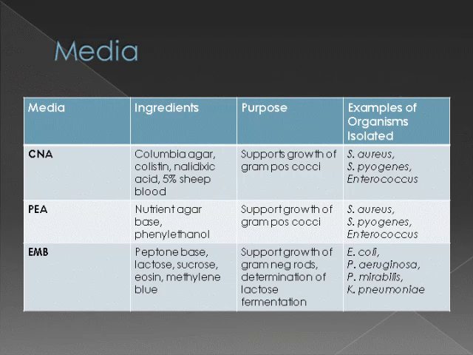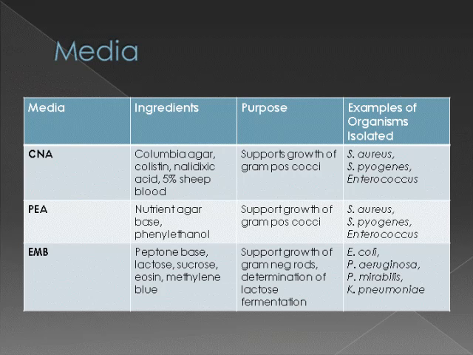All right, then we have CNA. This has a Columbia agar, and it includes colistin, nalidixic acid, and 5% sheep blood within the agar. It supports the growth of gram-pos cocci. Common organisms isolated from CNA include Staph aureus, Strep pyogenes, and Enterococcus species. Then we have PEA, which is similar to CNA in that it supports the growth of gram-pos cocci, but PEA contains a nutrient agar base and phenylethanol. And again, you can see that it grows Staph aureus, Strep pyogenes, and Enterococcus.